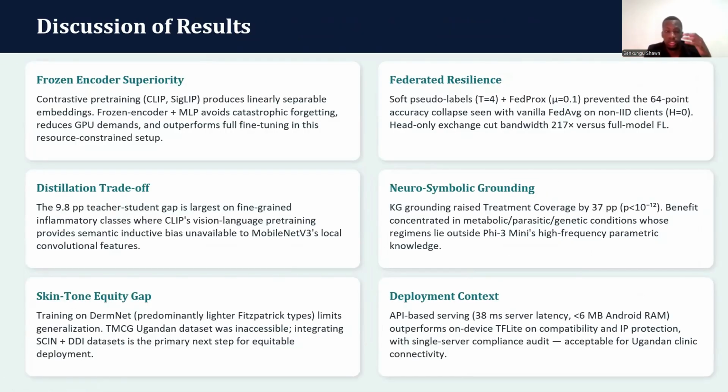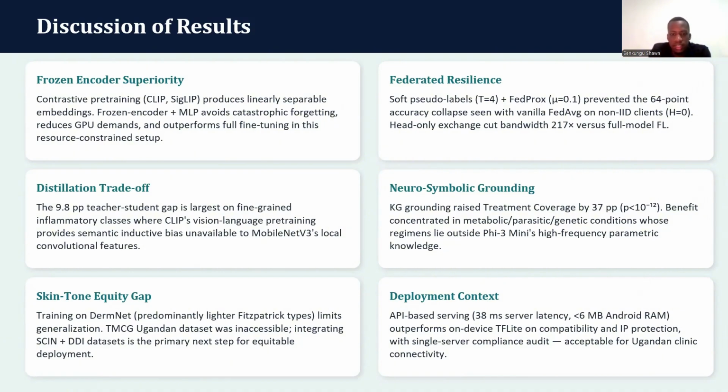When you look at all these results, the meaning of all these results: the frozen encoders, of course, contrastive pre-training produces linearly separable embeddings, where frozen encoder plus MLP avoids catastrophic forgetting. When you choose to fine-tune the CLIP model, you risk overwriting the generalizations that you get from it. So when you use a frozen encoder, you maintain that structure, which reduces the GPU demands and actually outperforms full fine-tuning in this resource-constrained setup.